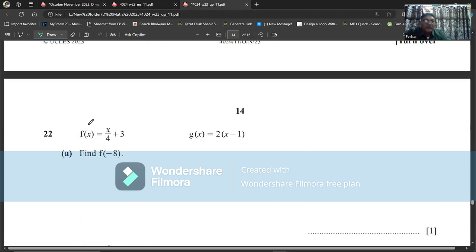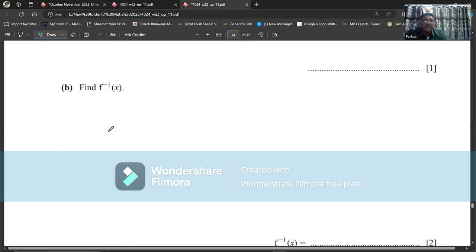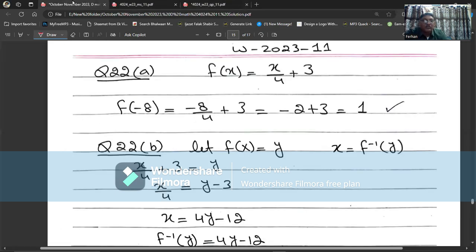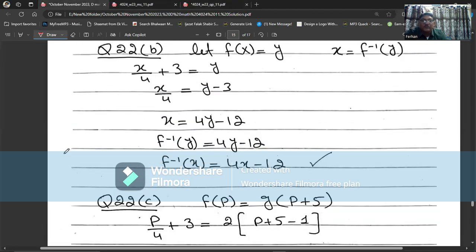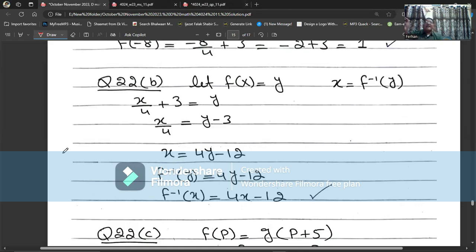We have to find out the inverse of this function. It's a 2 marks question. Okay, the procedure is a standard procedure. So I will write let f of x equal to y. When this f goes to the other side, x will be equal to f inverse of y. In the place of f of x here, I will put that formula, x by 4 plus 3 equals y, and then I will make x the subject of the formula.